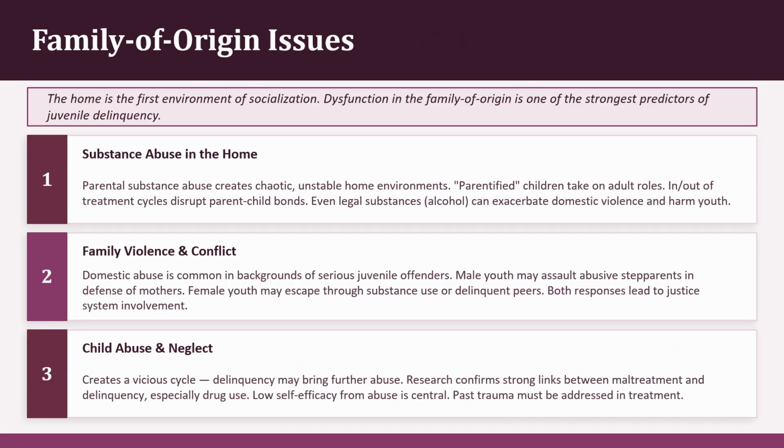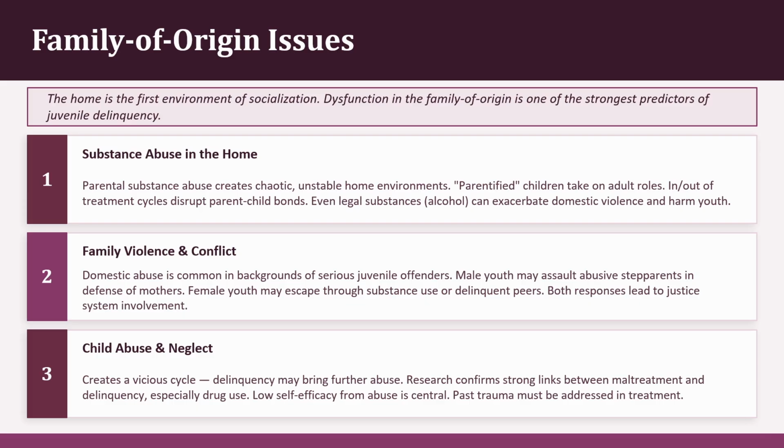The home environment is where socialization begins. And for many serious juvenile offenders, that environment has been profoundly problematic. Chapter 11 identifies 3 primary categories of family of origin issues that practitioners must understand. The first is substance abuse in the home. When one or both parents or adult caregivers struggle with substance use, the consequences for children are far-reaching.